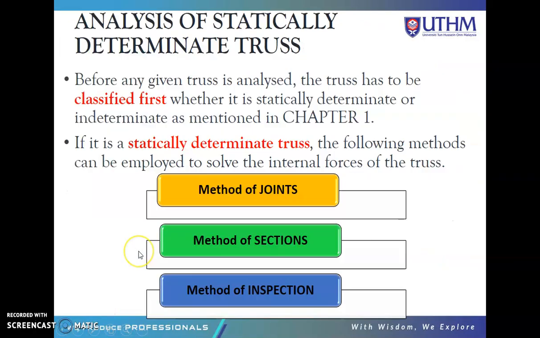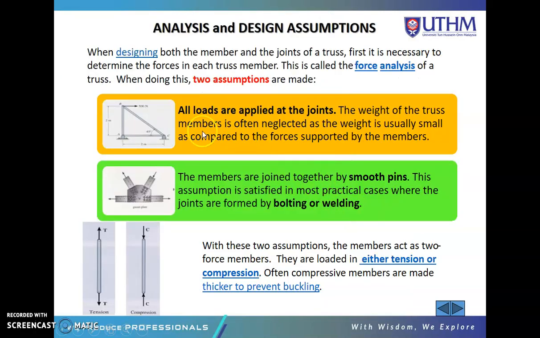So I guess for the next video, I'm going to explain in detail the method of join. So bear in mind that loads only apply at the joint, and also all members are connected only at their ends by frictionless hinges in plane trusses. So I guess that's all for this video. We're going to continue with the method of join in the next video.